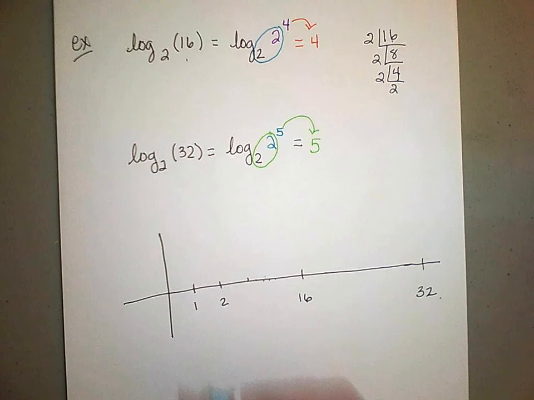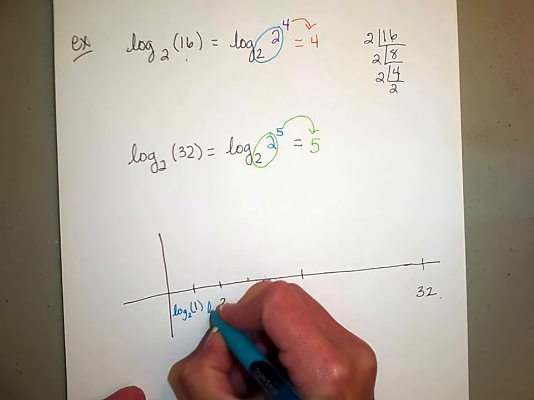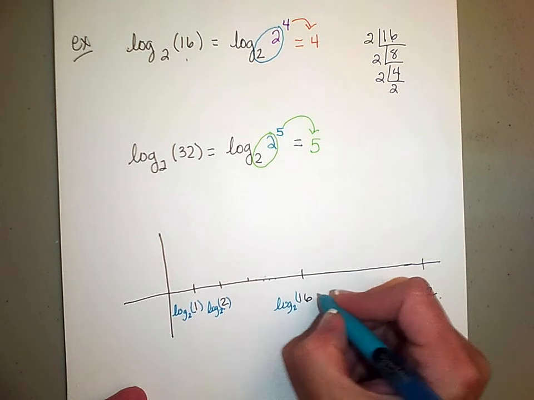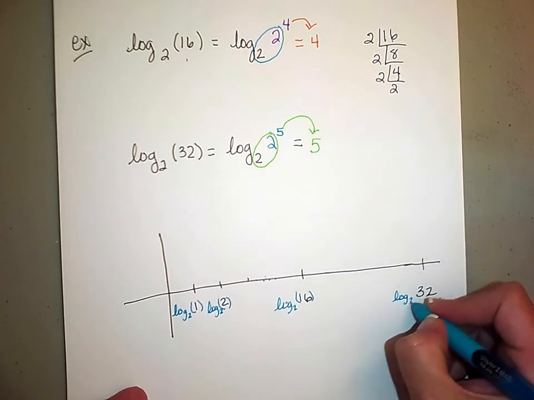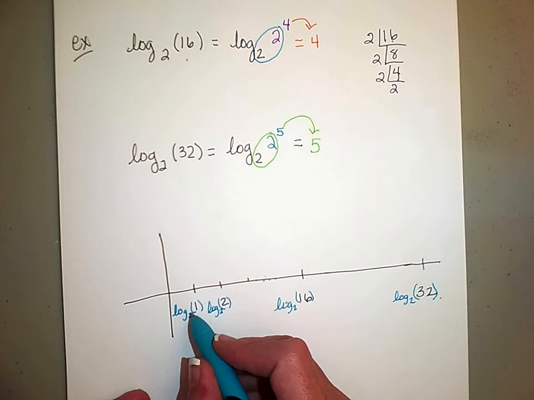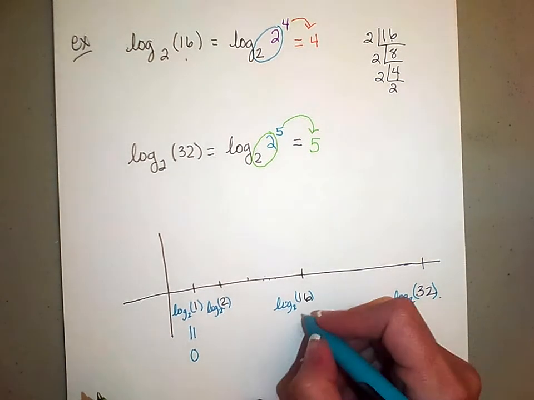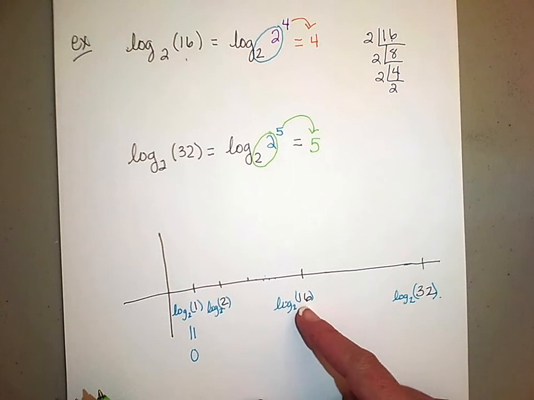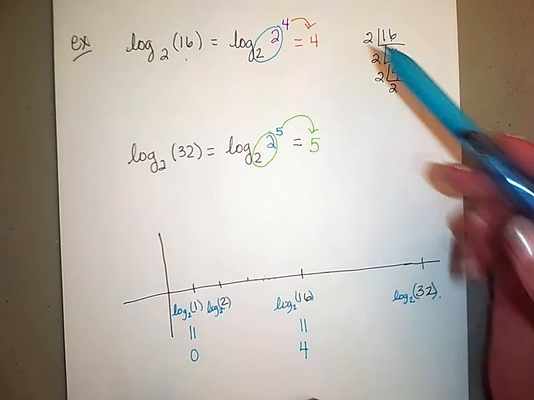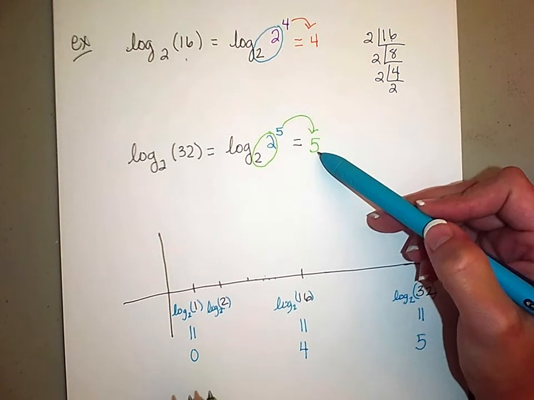Okay. Now I hope you would also believe this, that I could take the log base 2 of any of these, and they would still fall in this order. Now we know the log base 2 of 1, well, that's equal to 0. We saw that the log base 2 of 16 is 4 from here. And the log base 2 of 32 is equal to 5 from here.